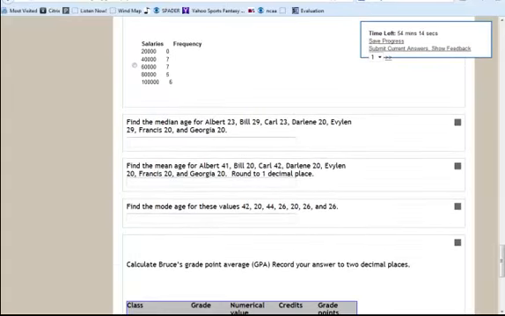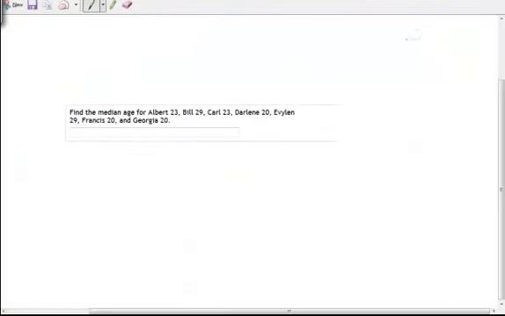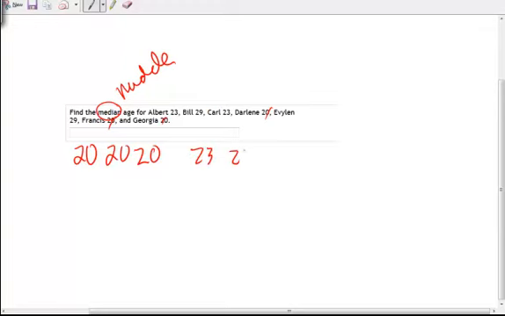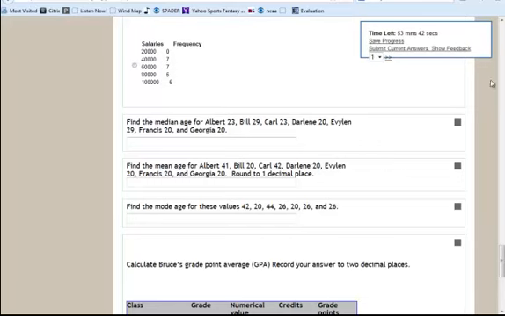The median is the one in the middle, so what we need to do first is to arrange them in order. So I'm going to write down each of the ages here in order. Got the 3 20s, and then there's 2 23s, a 29, and another 29. So we want the one that's right in the middle, and that will be the median.